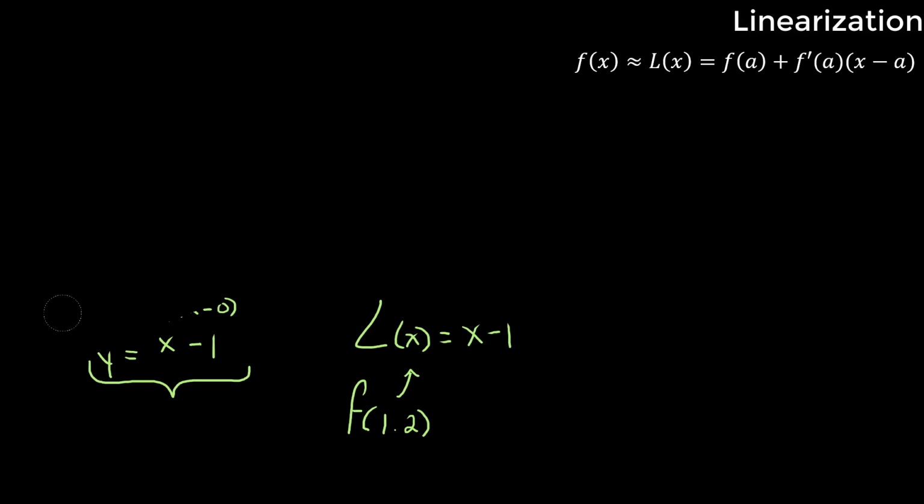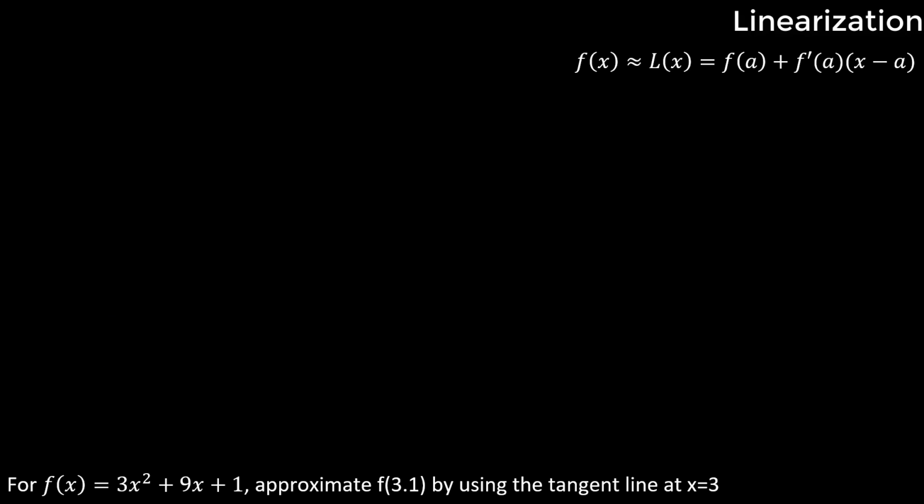All right, so let's go over one more just to make sure that we completely grasp this. So let's go ahead and say that we were asked to use the function f of x equals 3x squared plus 9x plus 1, and we want to approximate the value of f at 3.1 based off of x equals 3 on this function. So based off of x equals 3, we want to approximate 3.1 using linear approximation. And here's how we would go ahead and do that.